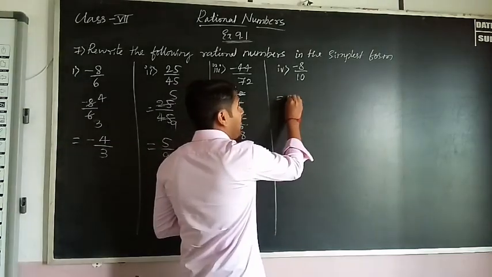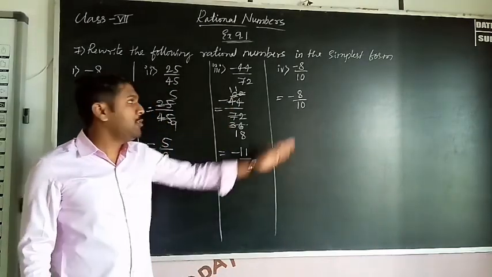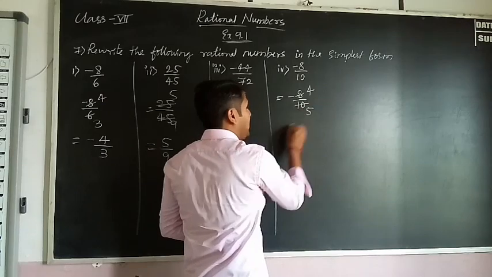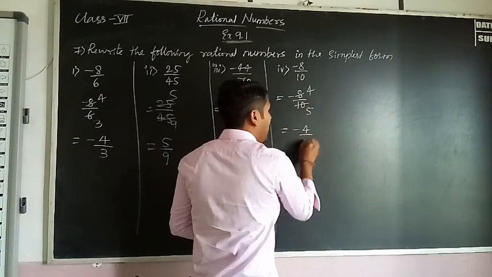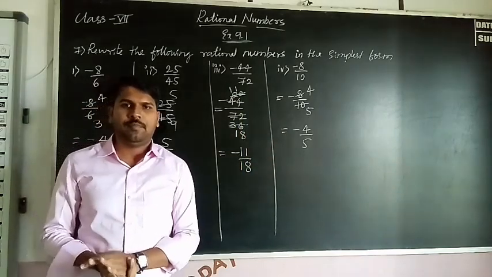Next, the last one, minus 8 by 10. Both the numbers are even numbers, divisible by 2. So divide: 2 4s are 8, 2 5s are 10. So the simplest form of minus 8 by 10 is minus 4 by 5. Next, here, question one.